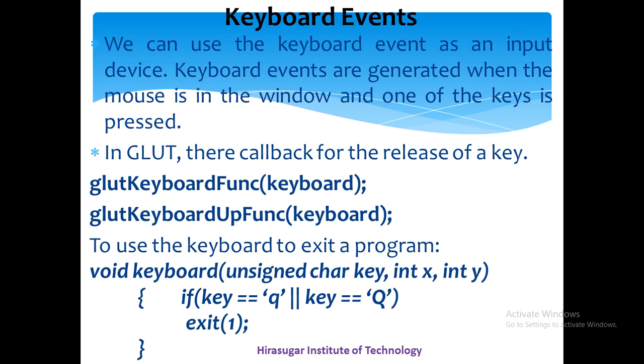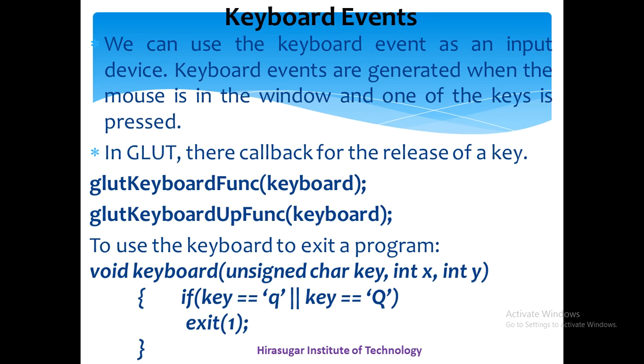First parameter is unsigned character key, that is a key. Then the next two parameters are integer x, integer y, the x and y coordinates, again in the same order. When you want to use this, use it in this order only. Unsigned character key means which key, among these number of keys, you want to use. Then integer x and integer y, as I told, is the mouse position in the window, which will be filled by default.